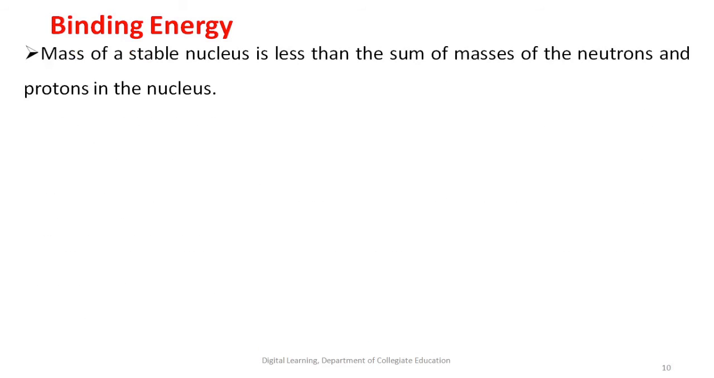Next we will move on to binding energy. The mass of a stable nucleus is less than the sum of the masses of neutrons and protons inside the nucleus.